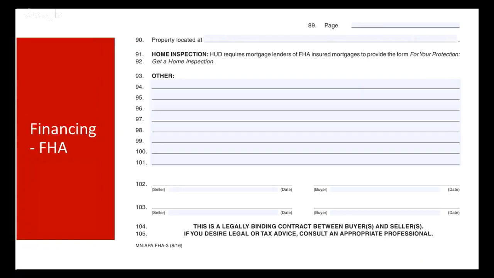Last portion of the form, we're going to add the page number, the property address, and here would be a place where we could add some additional verbiage if we needed to. Again, we don't quite need it on the FHA one, but this is on the conventional one where we would add that additional verbiage, and they would sign toward the bottom.